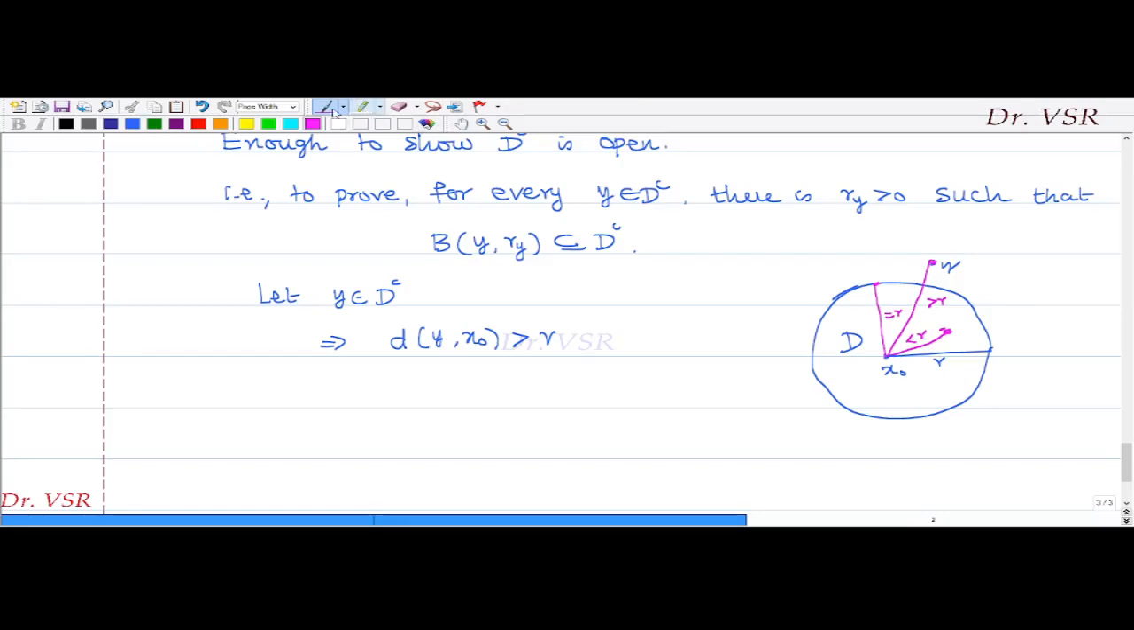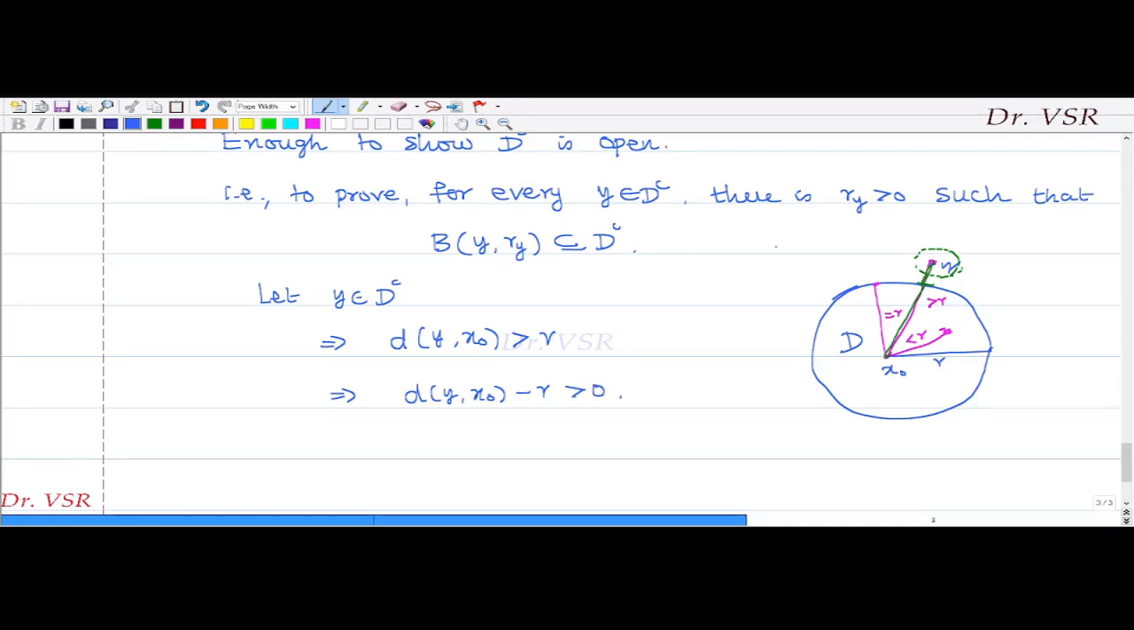Okay, now what are we going to do? The idea is that we have to take it here. So I'm going to calculate this distance. I'm going to find this radius, how far it is from here to here, and draw a circle with half that radius. So we'll have a circle with this as the center. The radius: first, the distance from here to here is d of y, x naught. From here to here it is r. So it is certainly greater than r. This implies that d of y, x naught minus r, which is positive.